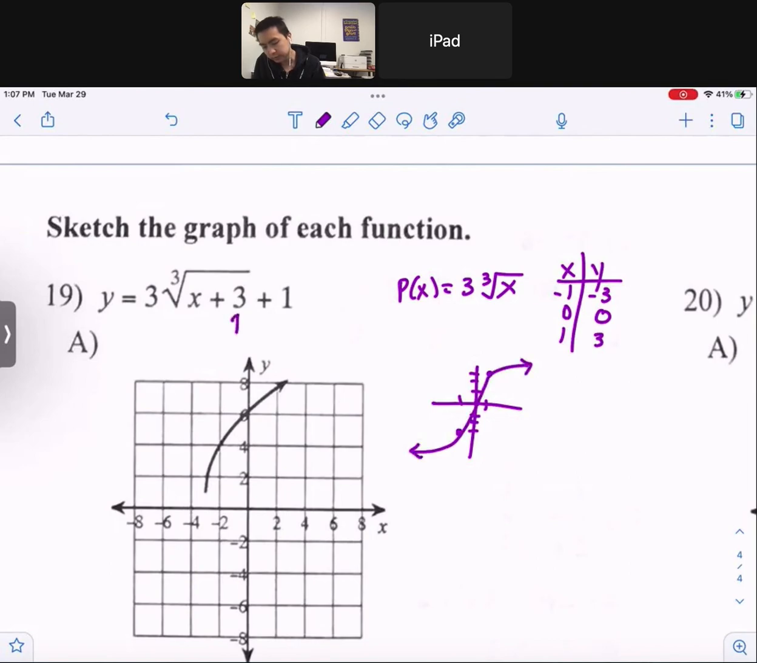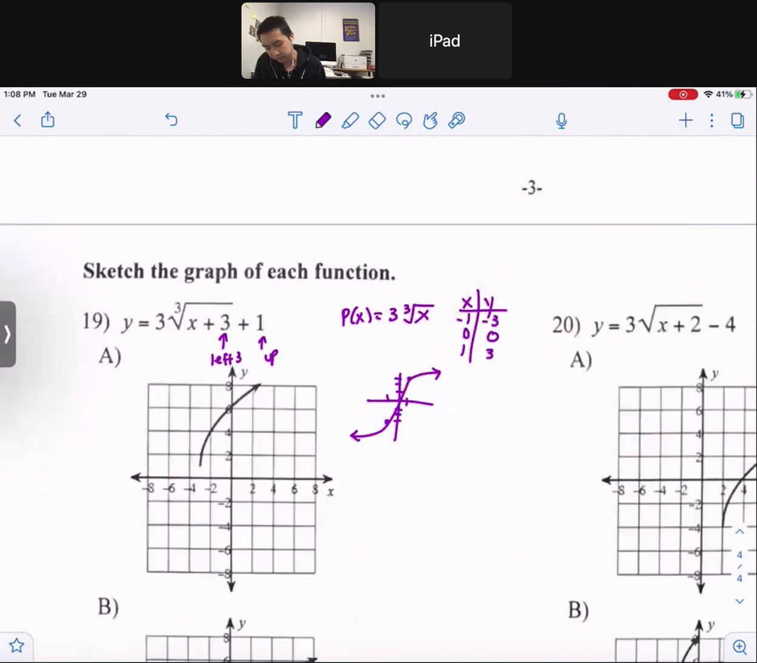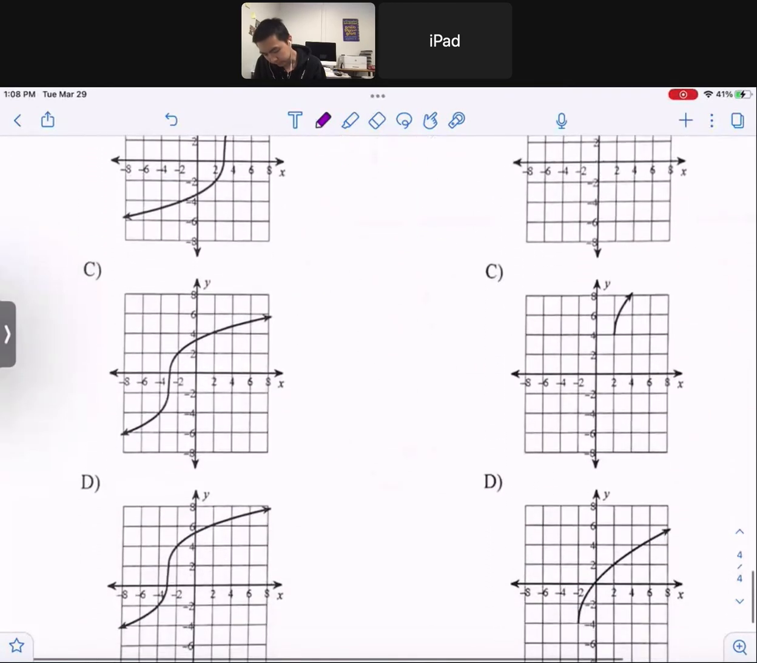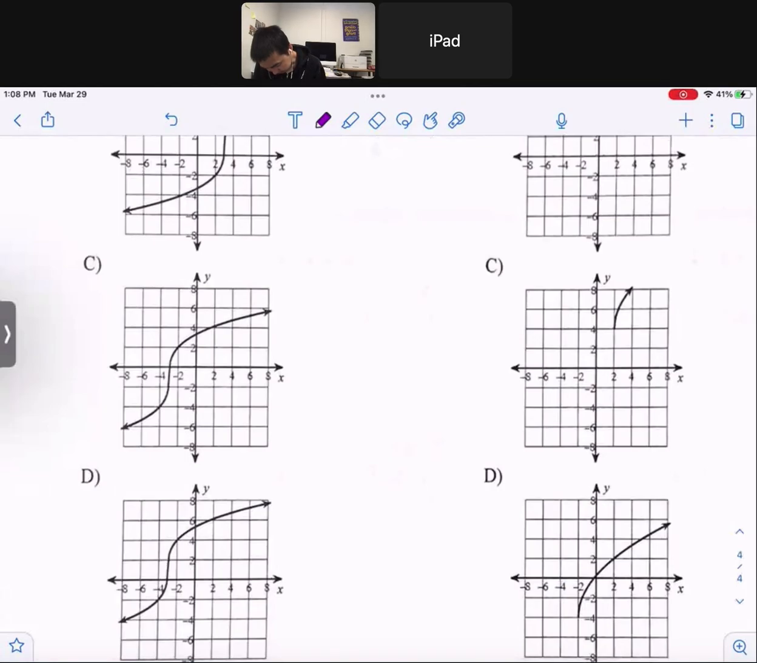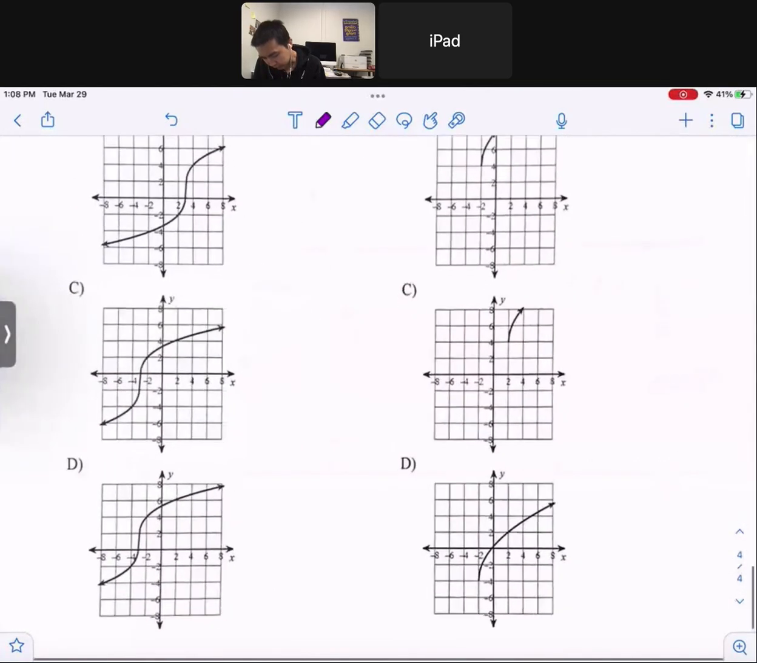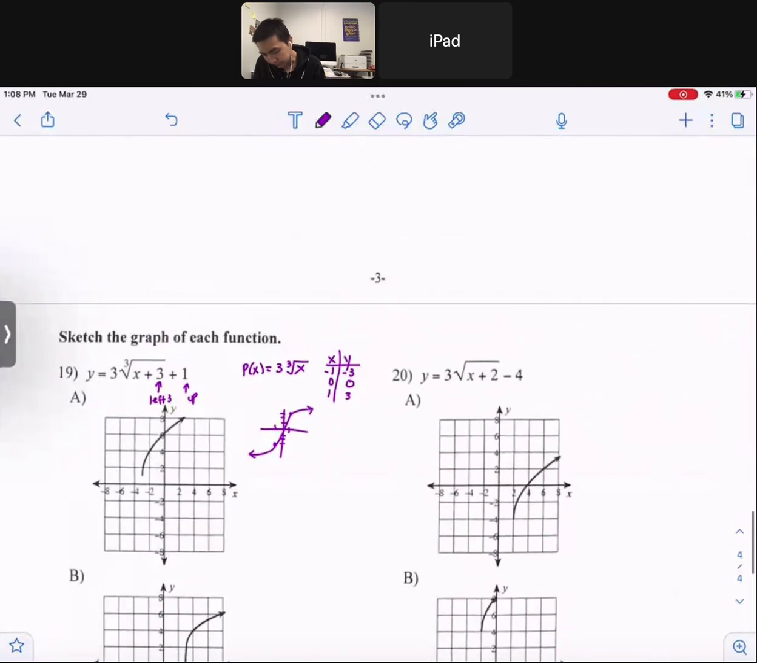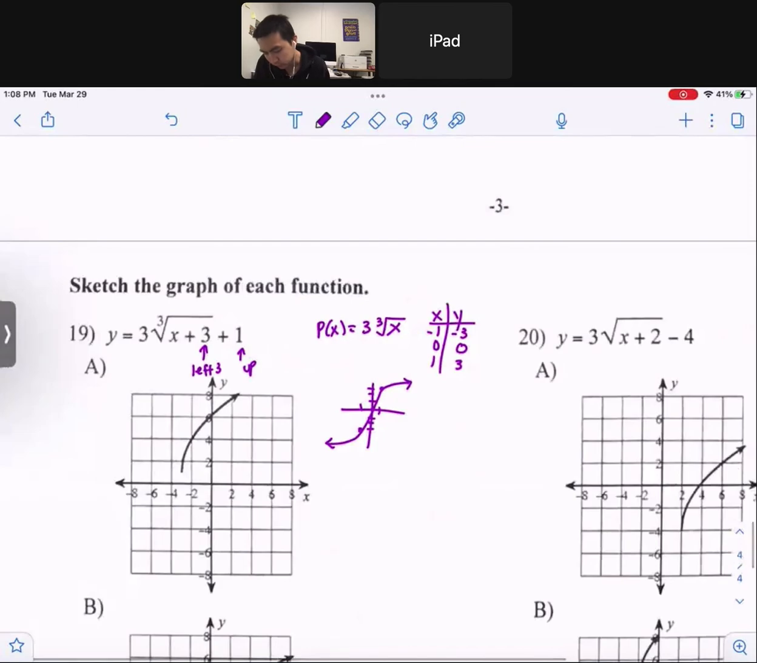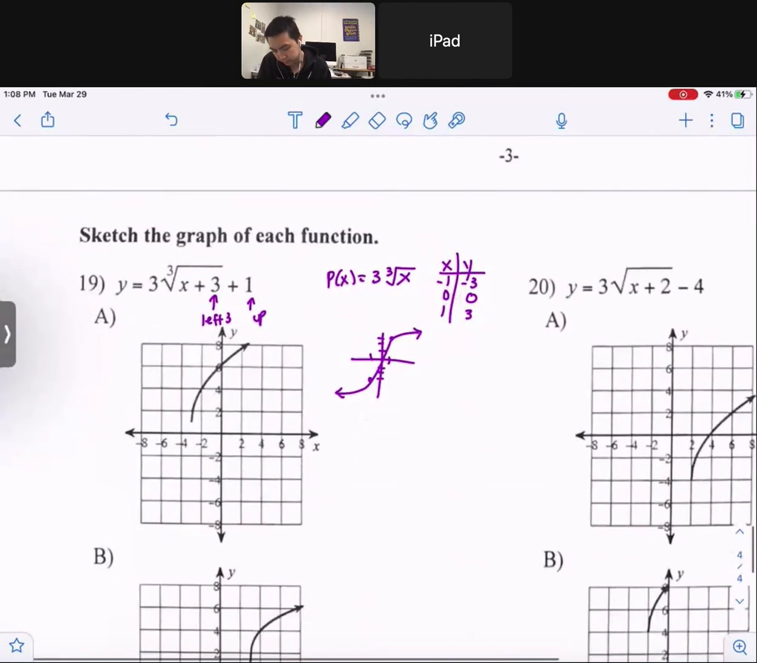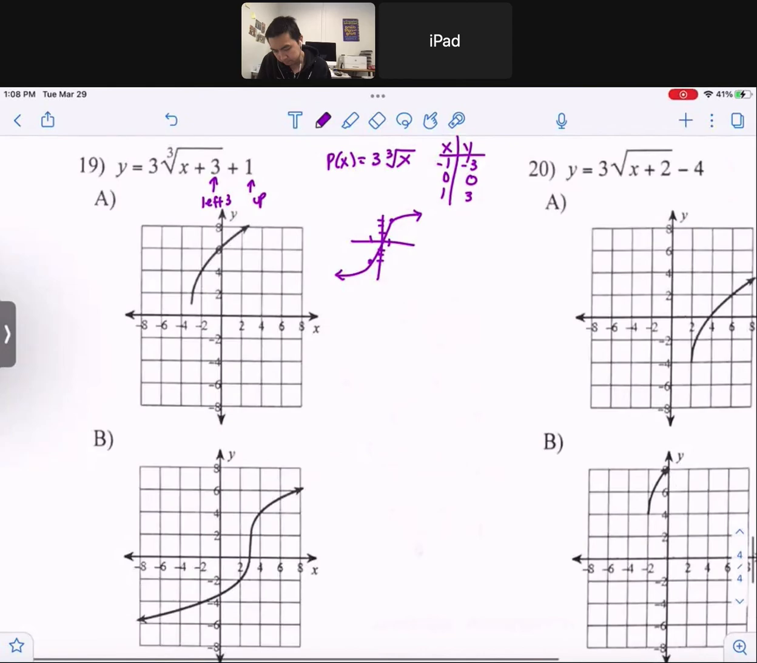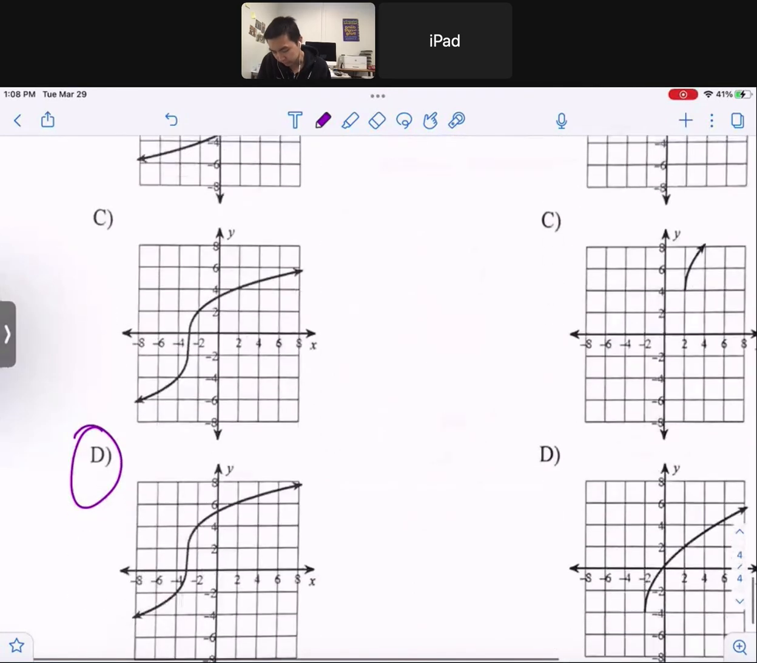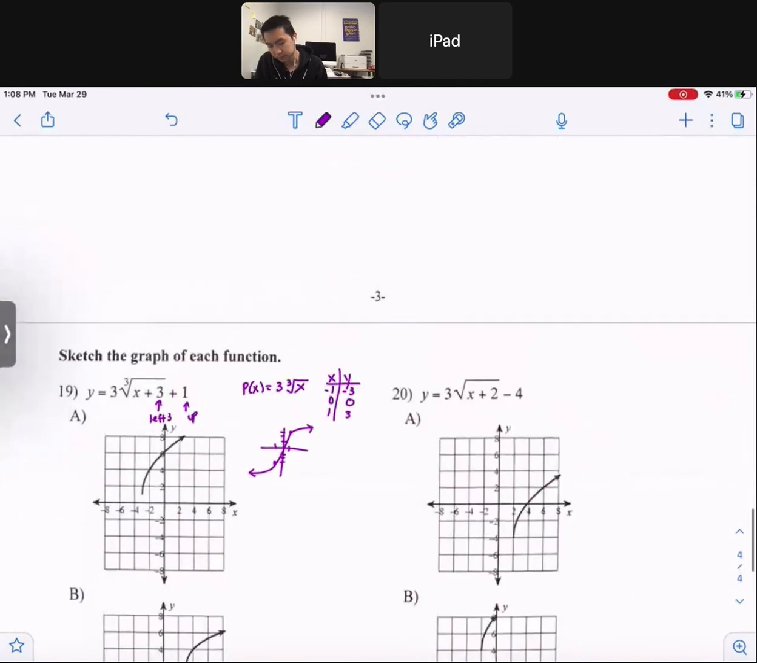But then look at your translation. Left 3 and up 1. So this whole graph gets moved left 3 and up 1. That definitely looks to be D. And if you did move these all left 3 and up 1, then one of them should be at -4, comma -2. And yeah, that looks to be pretty good. So it's D.